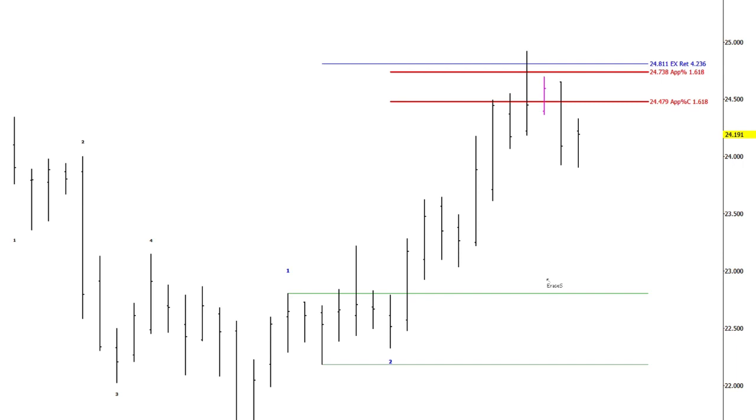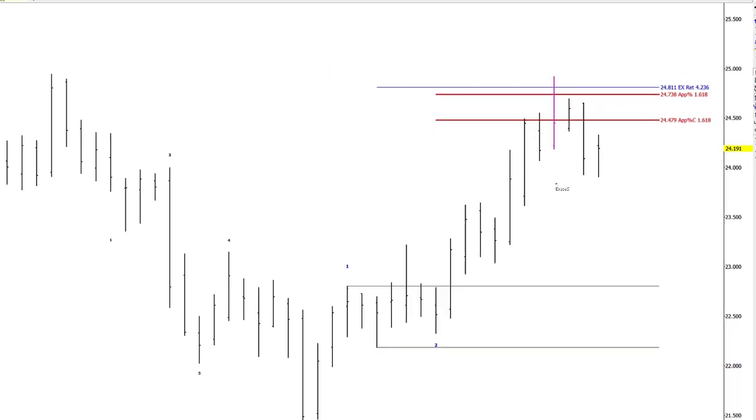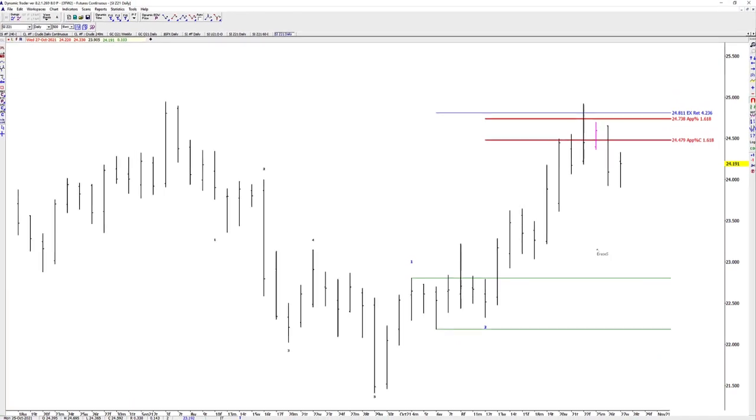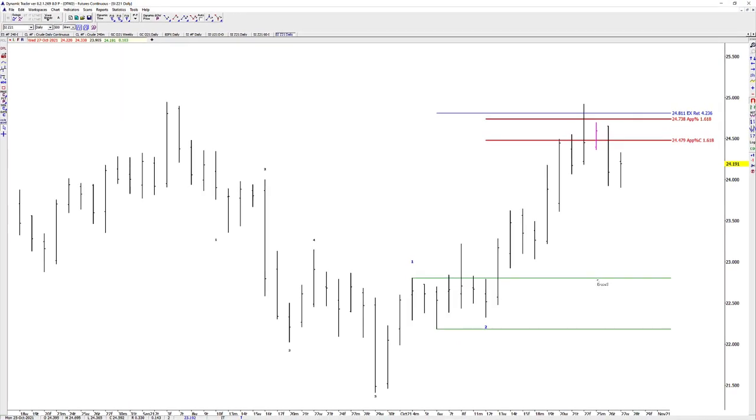So that's for a wave 3. And of course, we'd refine our wave 3 targets by breaking down the internal subdivisions and then looking for a probable end of wave 5 of wave 3. So those are the keys for wave 3.